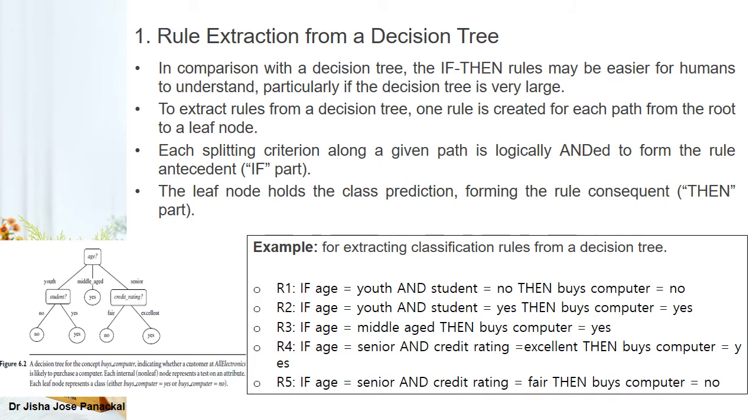We will see how this can be represented. This is an example of extracting classification rules from a decision tree. Here rule 1 represents: IF age = youth AND student = no THEN buys_computer = no. So we are generating the first rule, and the second rule R2 says that IF age = youth AND student = yes THEN buys_computer = yes. And we can represent the other rules R3, R4 and R5 from this particular example. So this is the way we can generate rules from a decision tree.